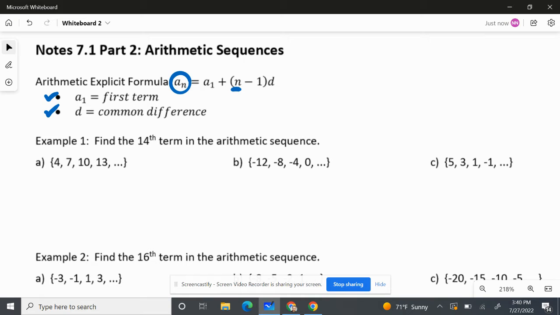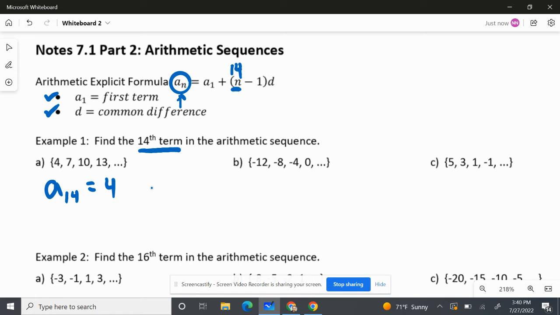So when we're looking at example 1, when it says find the 14th term, what it's saying is that n is 14. We're trying to figure out what our 14th term is. Our specific value of the 14th term is the a sub n. So we're going to go a sub 14 is equal to, our first term is 4.